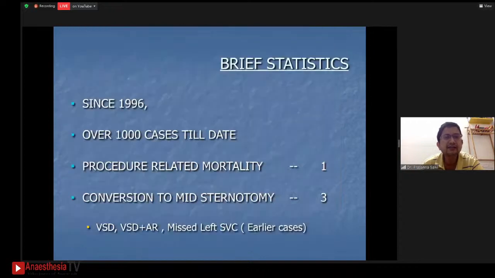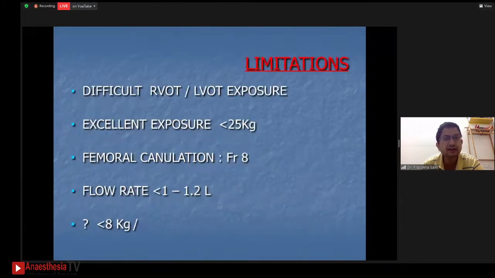So what we have done are ASDs, perimembranous VSDs, and AV canal defects. Brief statistics: since 1996, we have done over 1,000 cases with just one procedure-related mortality, in which, while cannulating the aorta, there was a dissection because it was a case of Marfan's. And 3 conversions. In the earlier cases, we had to convert from minimally invasive to a mid-sternotomy. One was a VSD with aortic regurgitation, and one was a missed left superior vena cava, but this was all in the earlier cases.